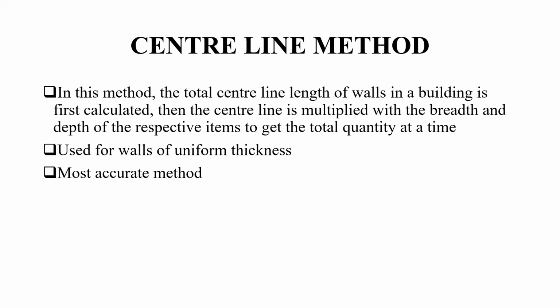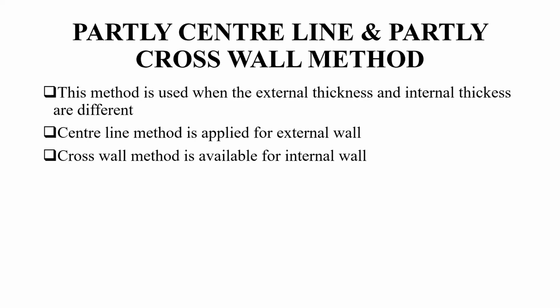Now, center line method. This method is suitable for walls of similar cross section. Here, the total center line length of the walls in a building is first calculated. Then the center line length is multiplied by breadth and depth of the respective items to give the total quantity at a time. Among these three methods of estimation, this center line method gives accurate information and accurate calculations.